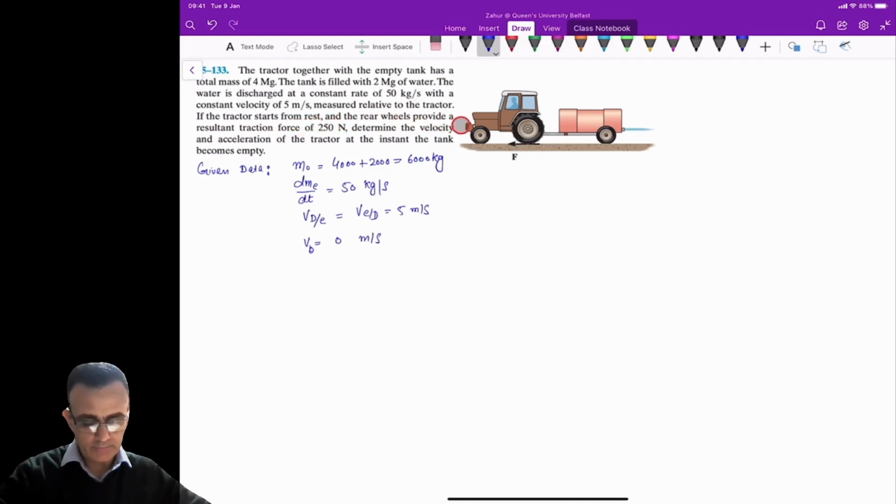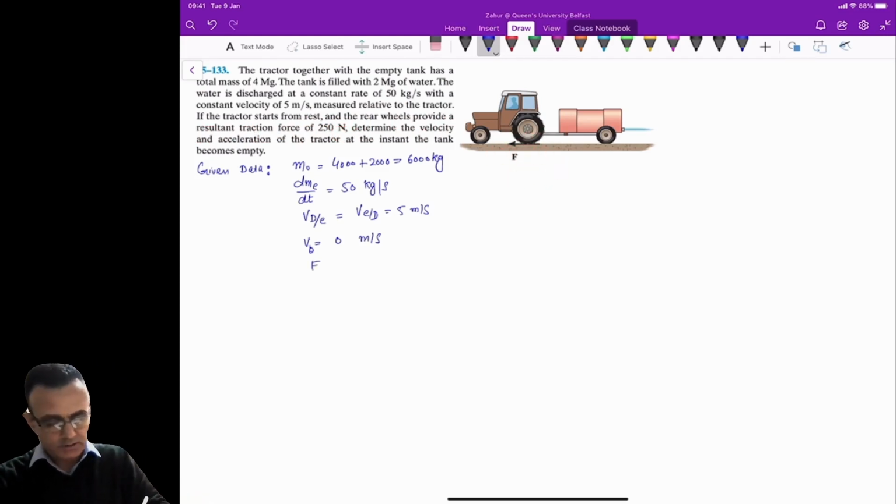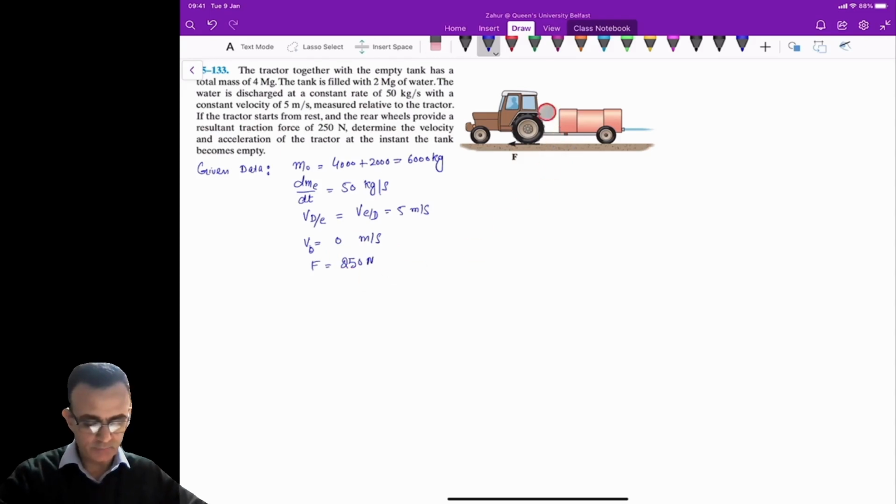And the rear wheel provides a resultant traction force of 250 Newton, as you can see in this figure here. So this is like a driving force. So F is given, which is 250 Newton. So this is the force of both wheels. Determine the velocity and acceleration of the tractor at the instant the tank becomes empty.